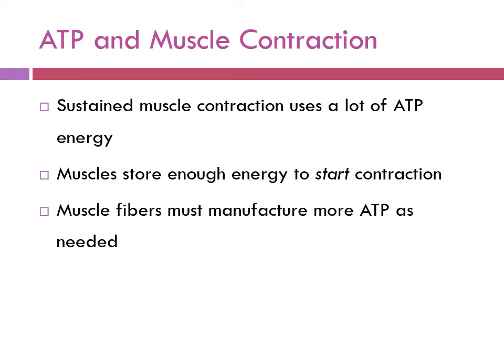Muscle contraction uses a lot of ATP, and especially sustained contraction. So if we're trying to go work out and we want to lift weight, we are going to need a ton of ATP. Our muscles, unfortunately, only store enough ATP to initiate a contraction, not to sustain contractions. So if you want to sustain contractions, your muscle fibers are going to have to generate more ATP.